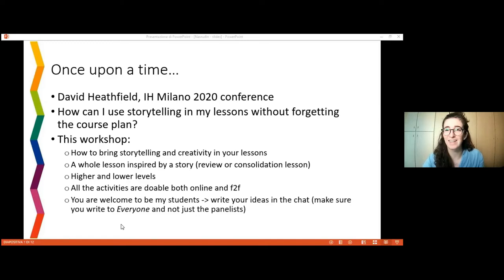And what can you do in this workshop? I'd like to invite you to be my students for the next 20 minutes. So you can write your ideas in the chat whenever I ask you to. And please, I noticed that most of you are already doing this. Please make sure that you write to everyone and not just to the panelists so that everyone can see your lovely ideas. So without further ado, let's start.